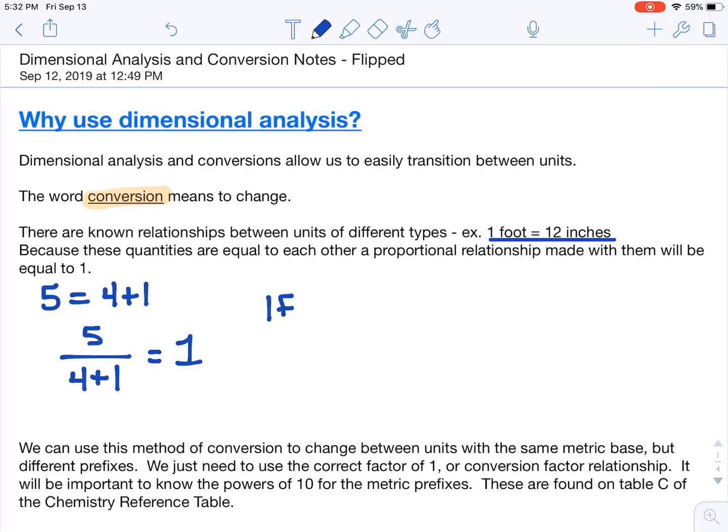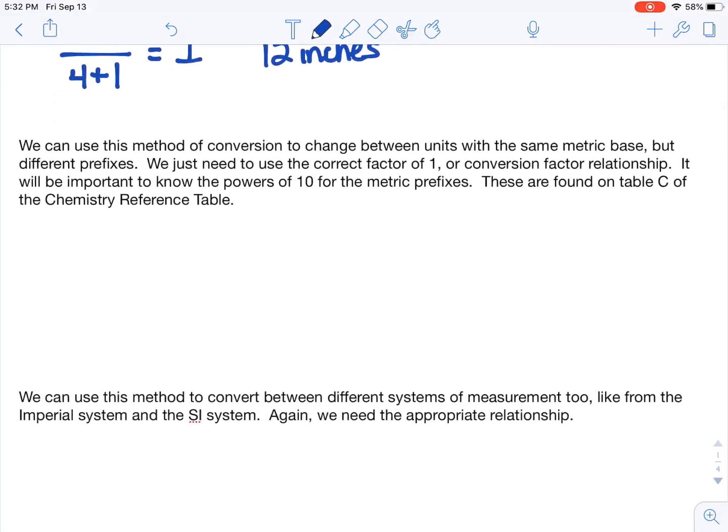So I can also write 1 foot, and I can put that in relationship to 12 inches. And because those two things are equivalent, they are the same quantity, those would also be factors of 1. So any conversion factor that you're going to use in the process of changing from one unit to the other needs to be equivalent in both the numerator and the denominator, so that you are in fact using a factor of 1.